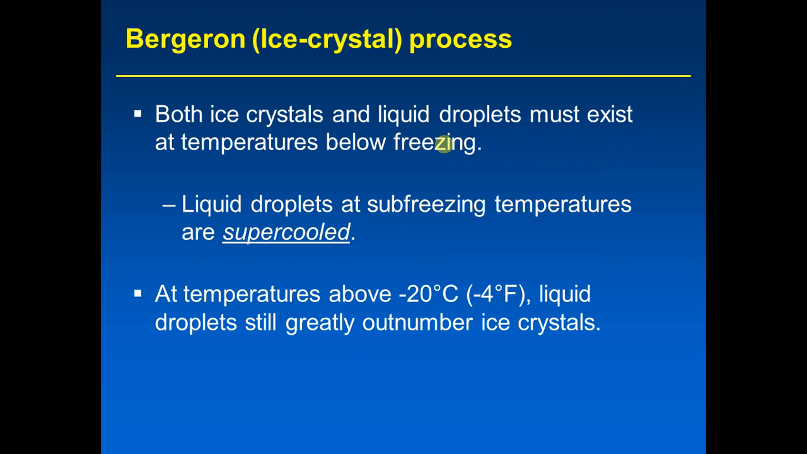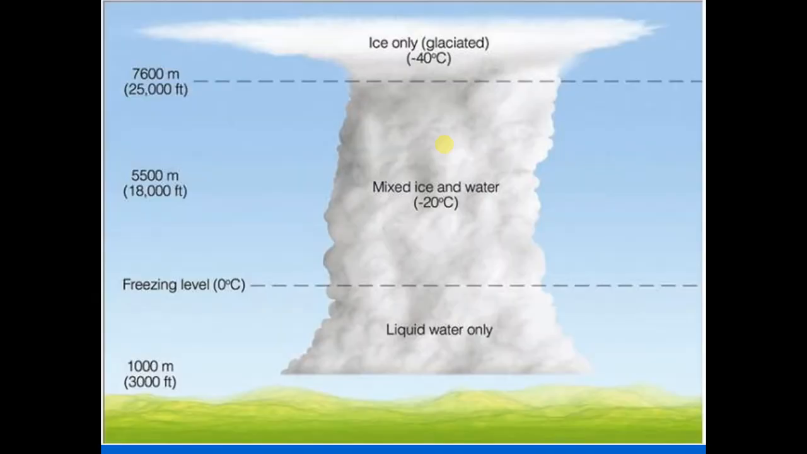Hint, where do the Fahrenheit and Celsius scales meet? They meet at minus 40 degrees, right? Minus 40 degrees Fahrenheit equals minus 40 degrees Celsius. This figure shows the distribution of ice and liquid water in a cumulonimbus cloud. Here's the high, vertically exaggerated cumulonimbus cloud.